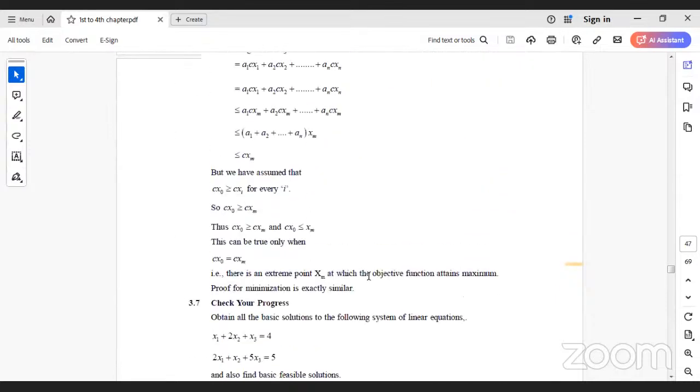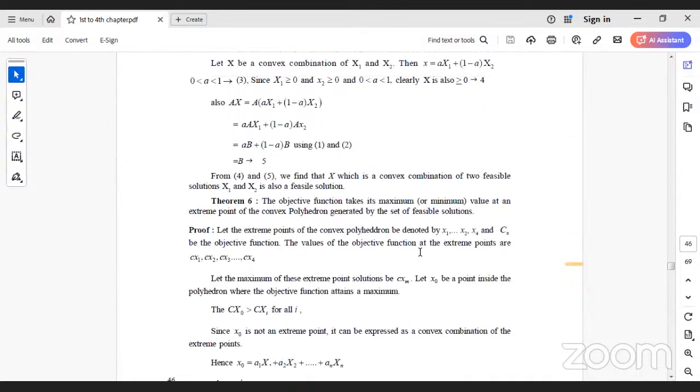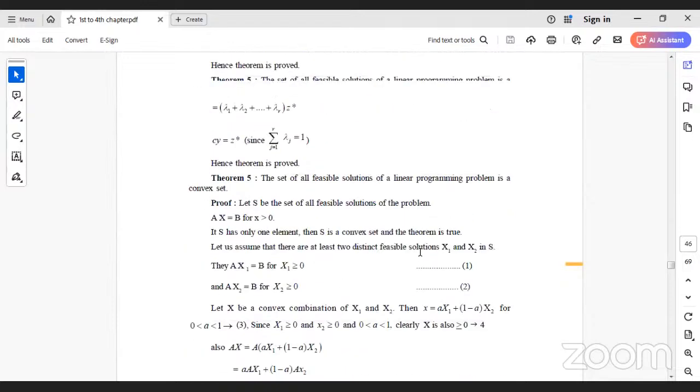Any doubts? So theorem 6 of theorem 5 you have to say: the set of all feasible solutions of a linear programming problem is a convex set. Let B be the set of feasible solutions of the problem. X is equal to B, x greater than 0. X1 is equal to B, x1 greater than 0. X2 is equal to B, x2 greater than 0. Let X be a convex combination of x1 and x2, with 0 less than lambda less than 1.